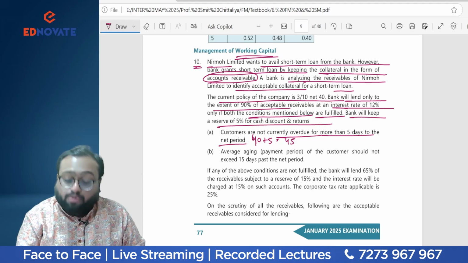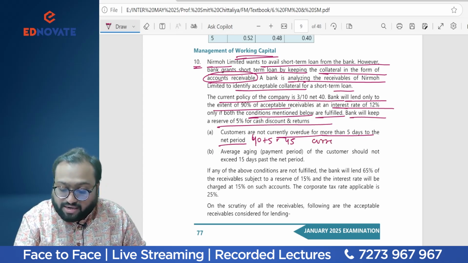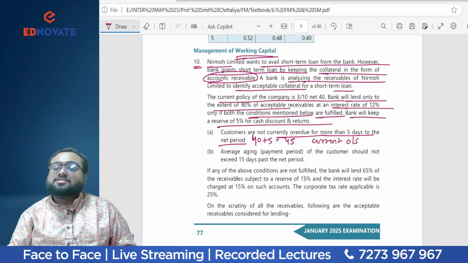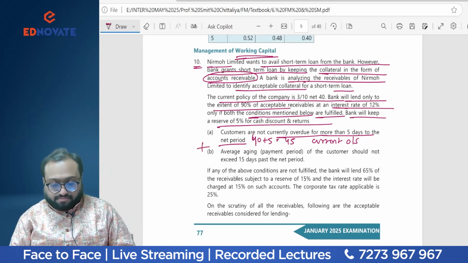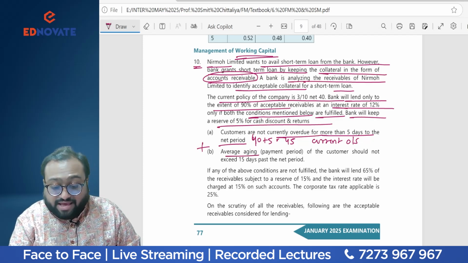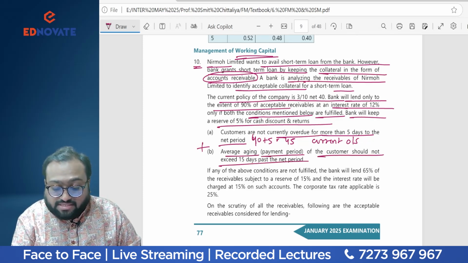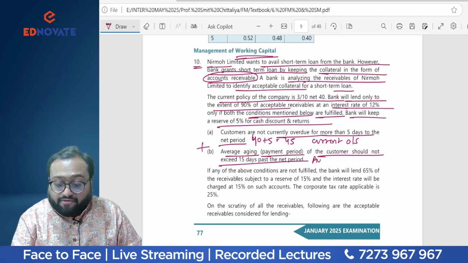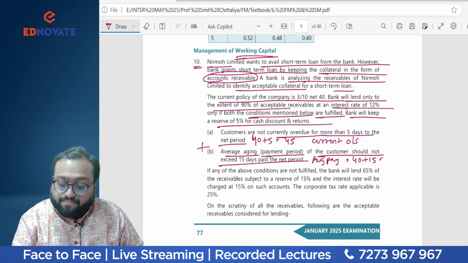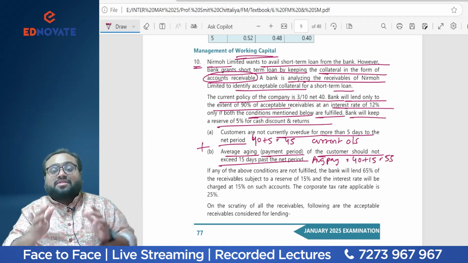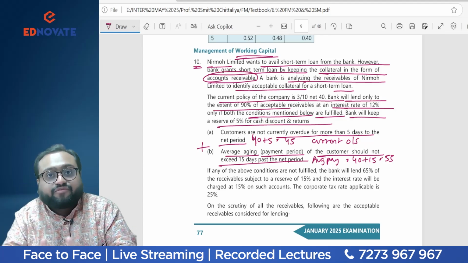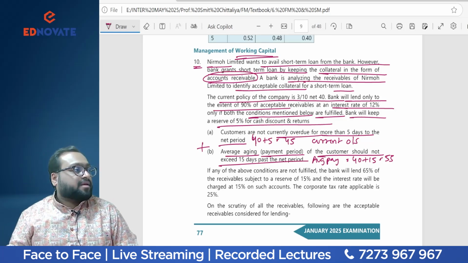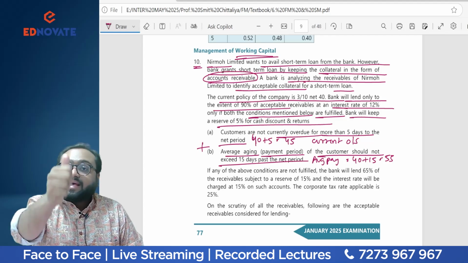If the current outstanding of the receivable is not more than 45 days, the bank will say yes, but it is not an or condition, it is an and condition. Plus average aging, that is the average payment of the customer, does not exceed 15 days past the net period. That means the average payment is not more than 40 plus 15, that is 55 days. If the customer is not paying, on average, more than 55 days, meaning it is paying within 55 days, that customer is also best. And if the current outstanding is not more than 45 days, that customer is also best.